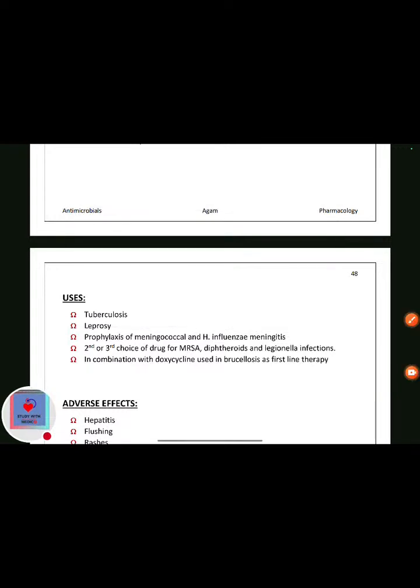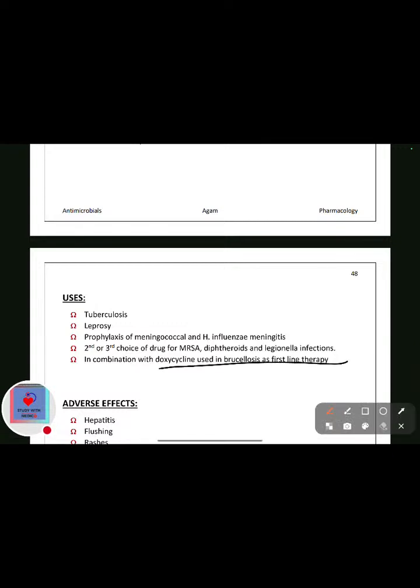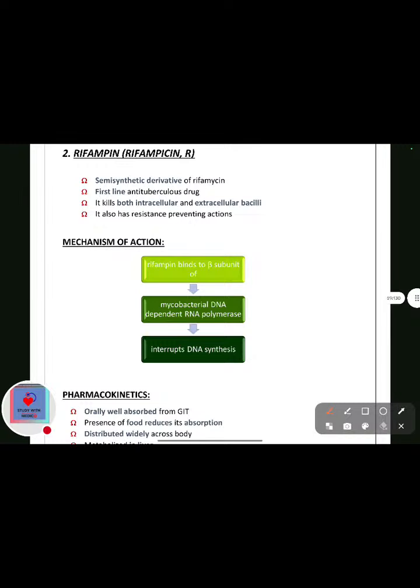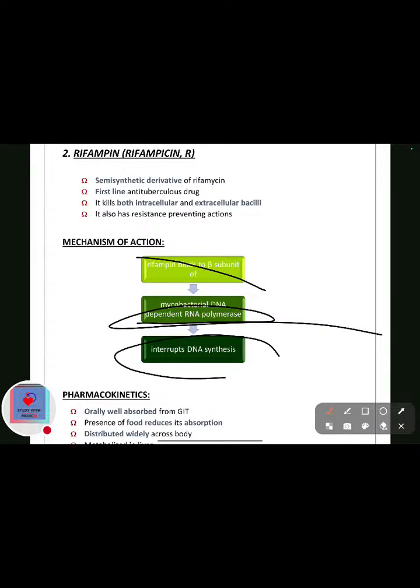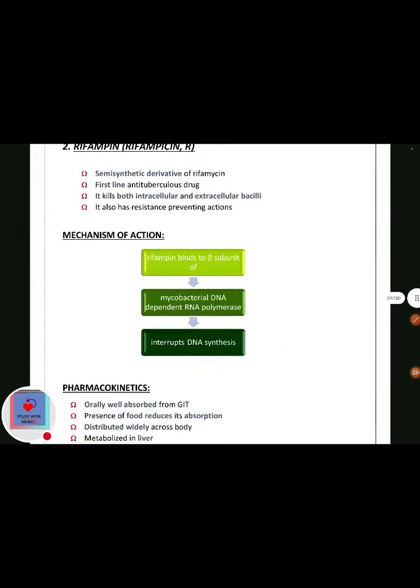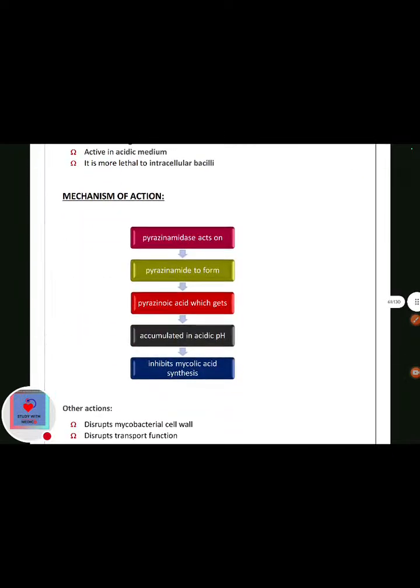Okay, for leprosy. This is important for brucellosis. It is the first line of choice: doxycycline plus rifampicin. Mechanism of action is also simple. Rifampicin binds to the beta subunit of DNA-dependent RNA polymerase and interrupts the DNA synthesis.